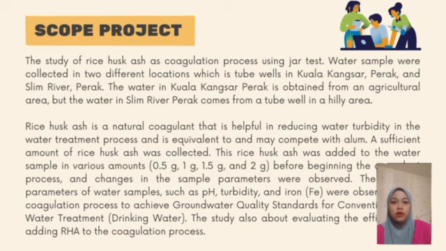A sufficient amount of rice husk was collected. The rice husk was added to the water sample in various amounts: 0.5 gram, 1 gram, 1.5 gram and 2 gram before beginning the coagulant process. The change in the sample parameters was observed.